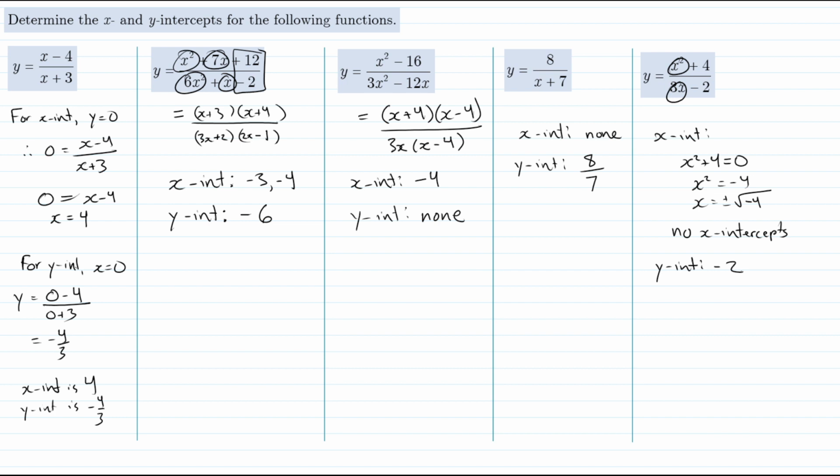And that's it. So a few things to keep in mind. Factor, and when you're looking for the x-intercepts, look for what makes the numerator work out to 0. Just double check that it doesn't also make the denominator work out to 0, because if it does, it's not an x-intercept. And for the y-intercept, just sub 0 in for x. I hope that helps.